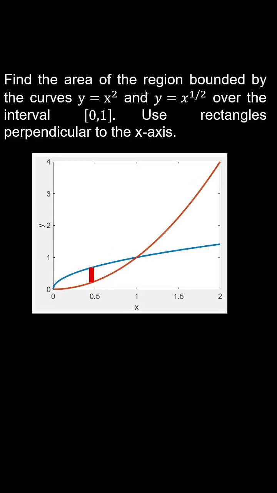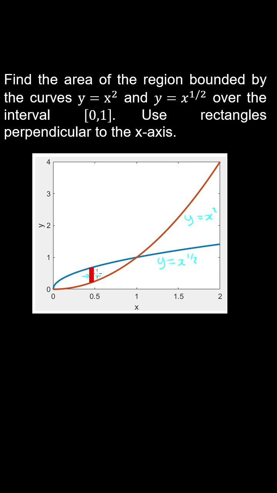Let's find the area of the region bounded by the curves y equals x squared and y equals x to the 1/2 over the interval from 0 to 1. And we're asked to use rectangles that are perpendicular to the x-axis.